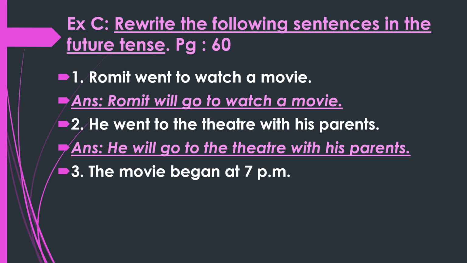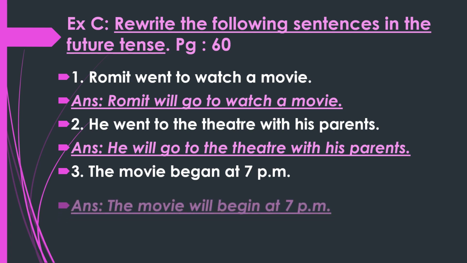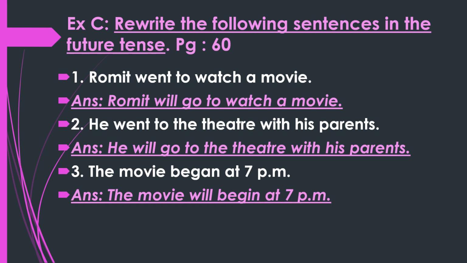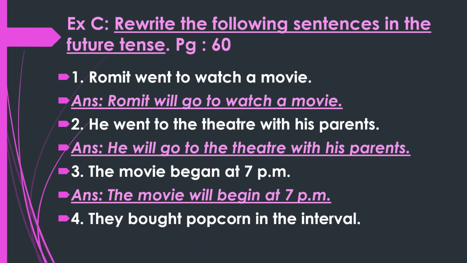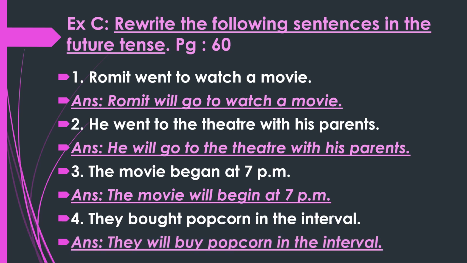The third one is the movie began at 7 p.m. This sentence again is in the past tense. And in the future tense it becomes the movie will begin at 7 p.m. Began becomes will begin. The fourth one is they bought popcorn in the interval. Here, bought is in the past tense. So when we change it to the future tense, we get they will buy popcorn in the interval.